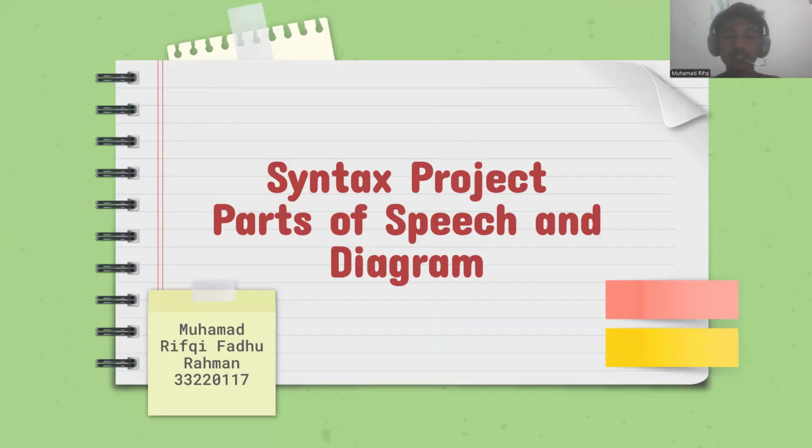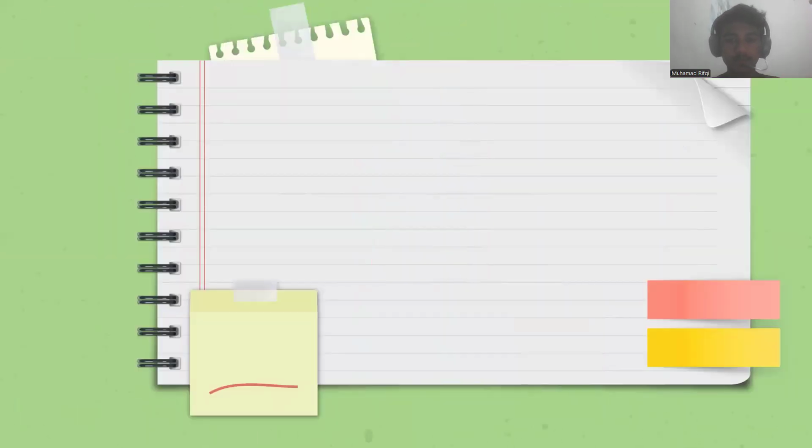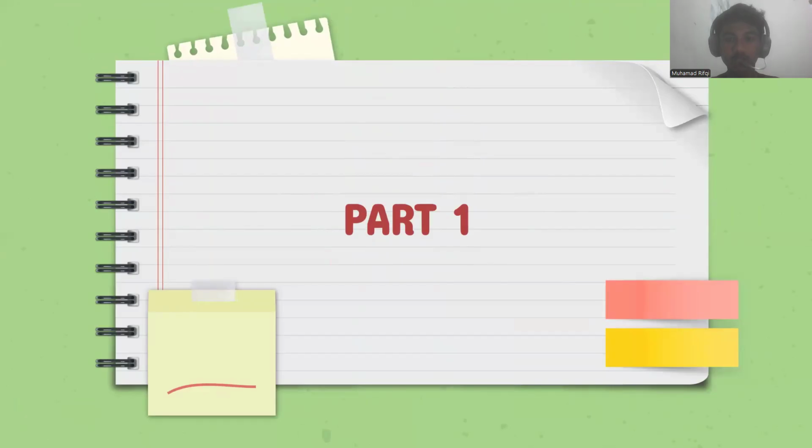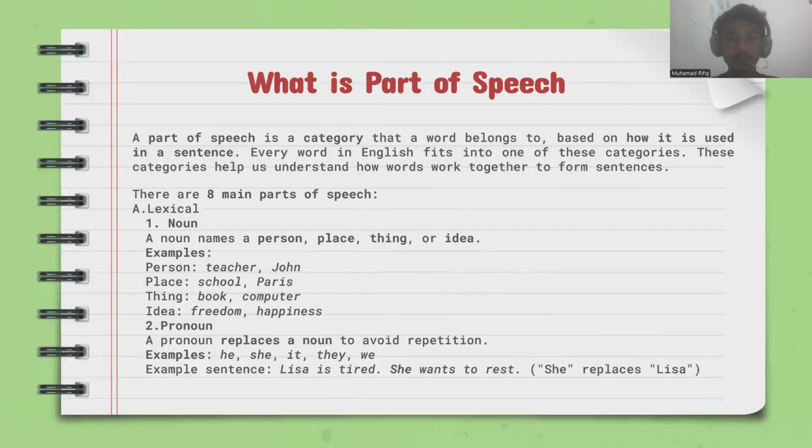Today I will be presenting the syntax project, titled Parts of Speech and Diagram. Part 1 of the syntax project. What is part of speech? A part of speech is a category that a word belongs to based on how it is used in a sentence. Every word in English fits into one of these categories. These categories help us understand how words work together to form sentences. There are 8 main parts of speech.